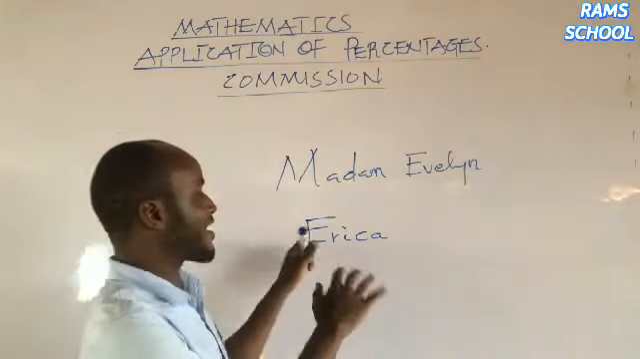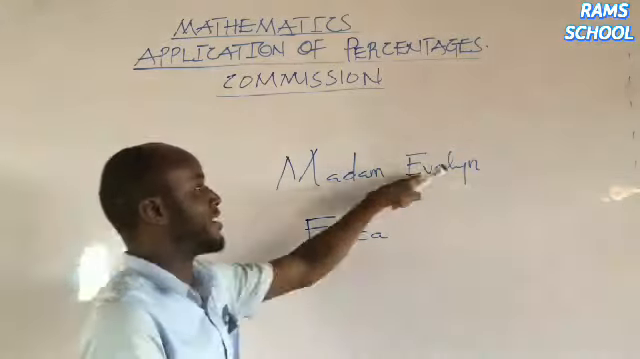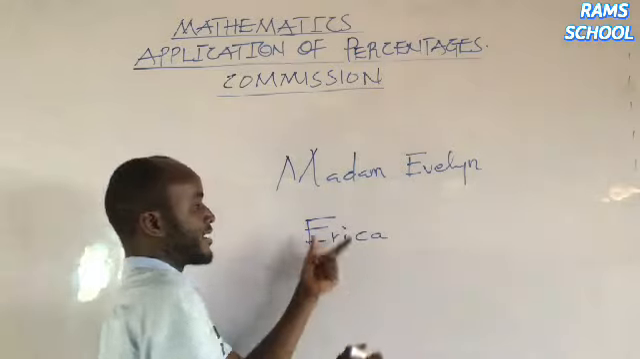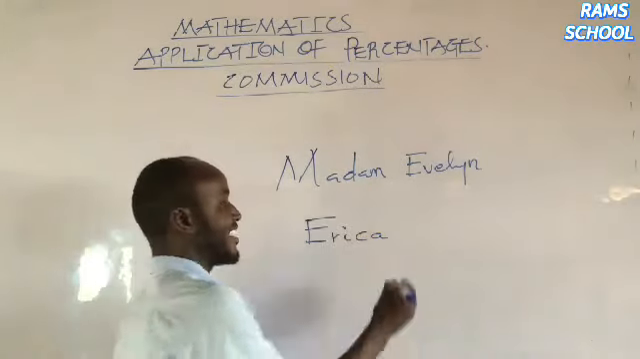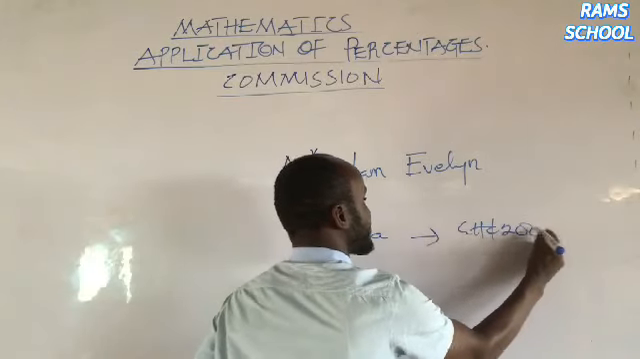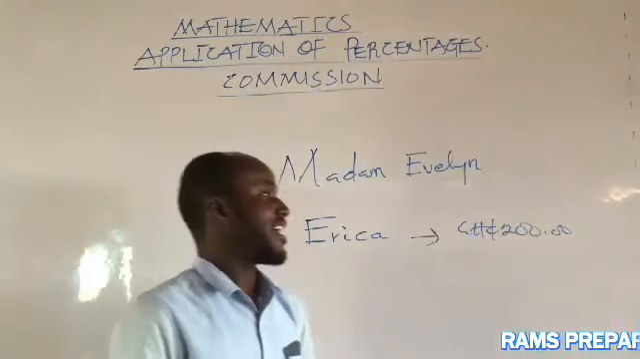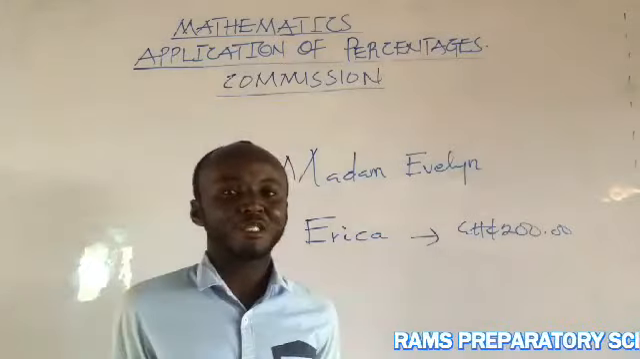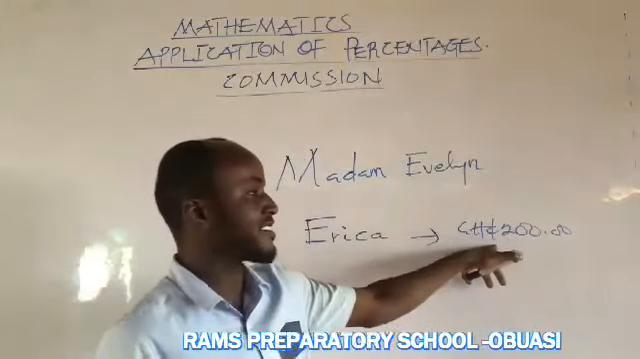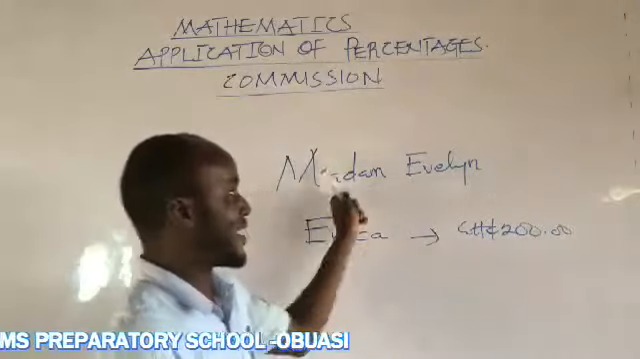So every time that Erica sells things, she goes to Madam Evelyn and gives all the money to her. At the end of the month, Madam Evelyn pays Erica. So let's assume Madam Evelyn and Erica went into an agreement that at the end of every month, she is going to pay Erica an amount of 200 Ghana cedis. At the end of the month, that is her salary for the month, 200 Ghana cedis. Erica goes to the shop every day. She doesn't sell things properly. She becomes lazy because she knows that at the end of the month, she's going to get an amount of 200 cedis. So Erica is not putting in much effort in order to bring out more money for Madam Evelyn.